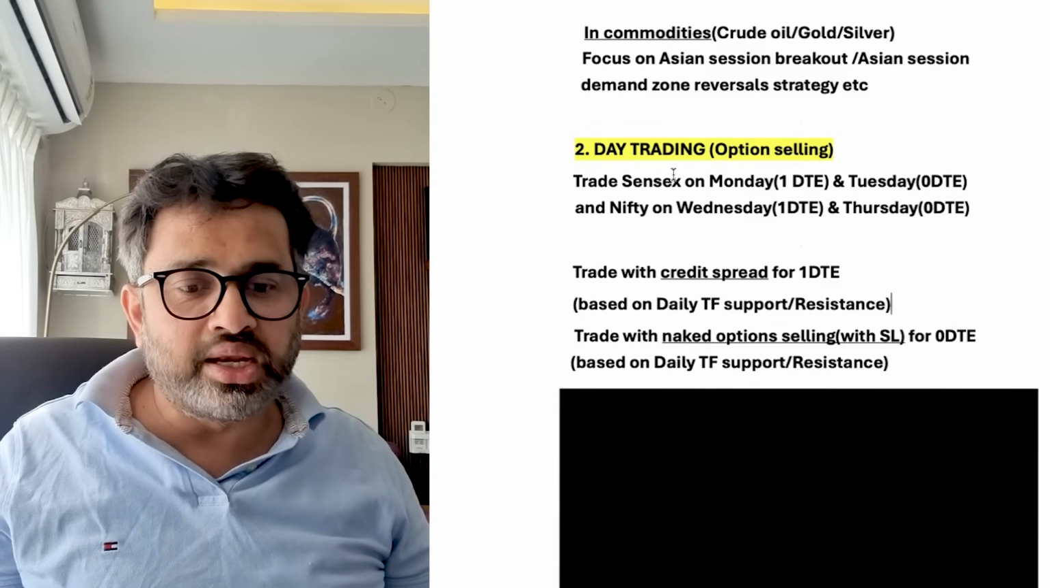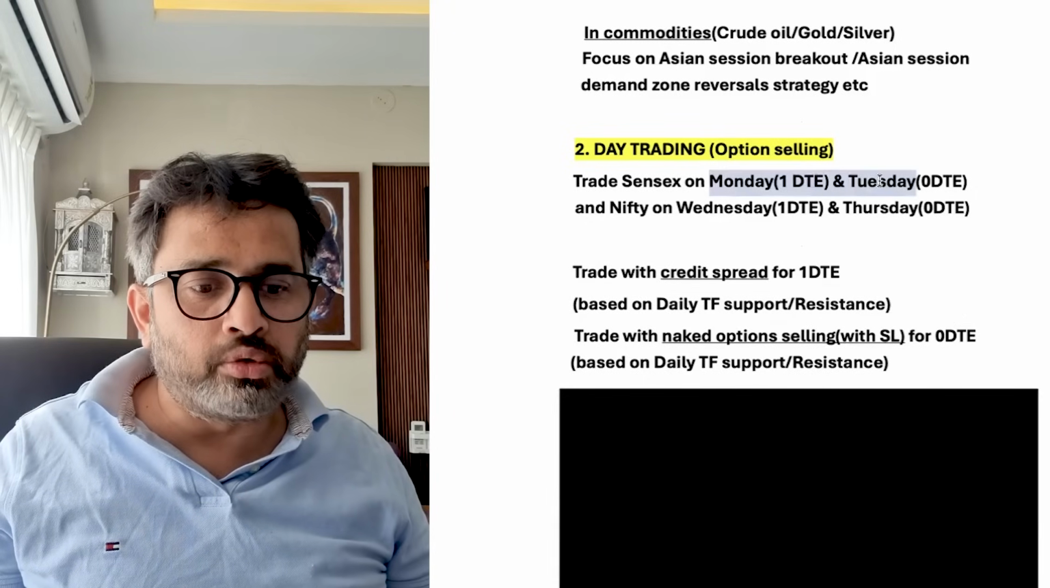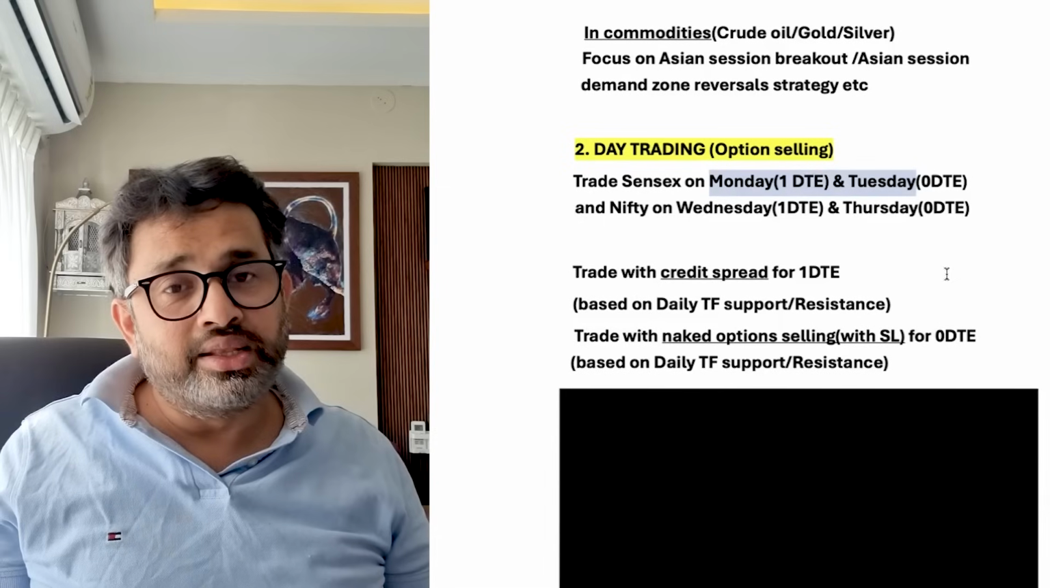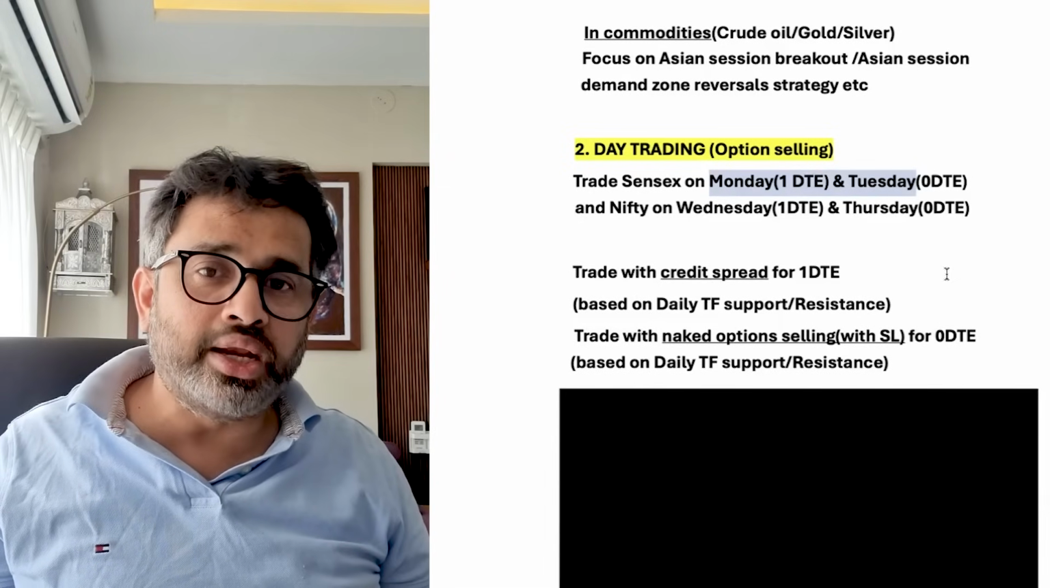For them my suggestion is you can trade in Sensex on Monday and Tuesday. Tuesday is going to be the weekly expiry in Sensex. Then you can trade on Monday also. That is 1 day to expiry.